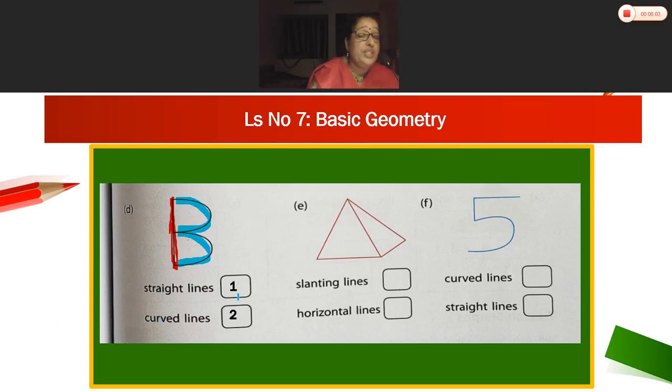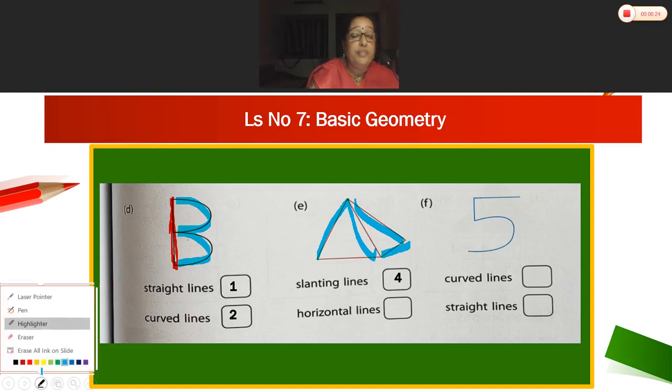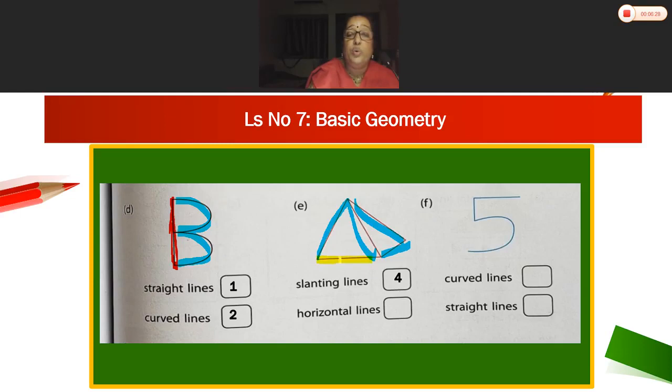How many straight lines are here? One. And how many curved lines? Two. Now come to E1. Now, how many slanting lines are there here, children, with the blue color? See, 1, 2, 3, and 4. There are 4 slanting lines and one horizontal line we can see with the yellow color.